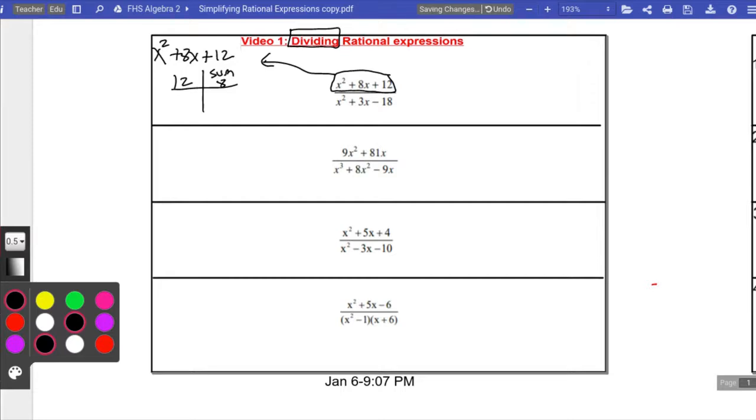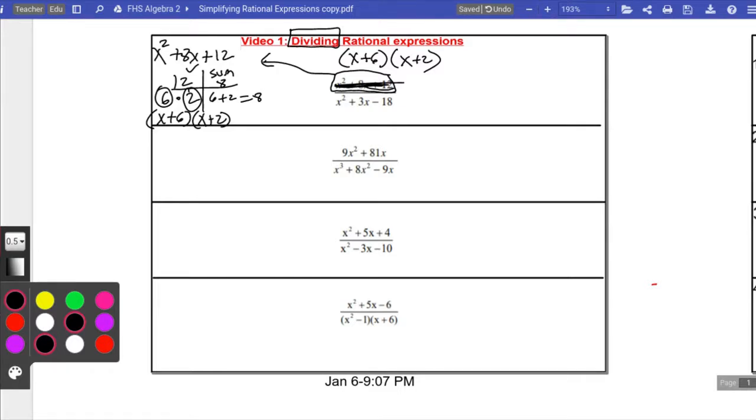So what are they? Think. I got it: 6 times 2. 6 times 2 is 12, and if you add 6 plus 2, you get 8. So therefore, you can write it like this: in parentheses, x plus 6, because that's a positive 6, and in parentheses, x plus 2, because that's a positive 2. So we can scratch this out and replace it with x plus 6, parentheses, and x plus 2. Now let's do the bottom one.